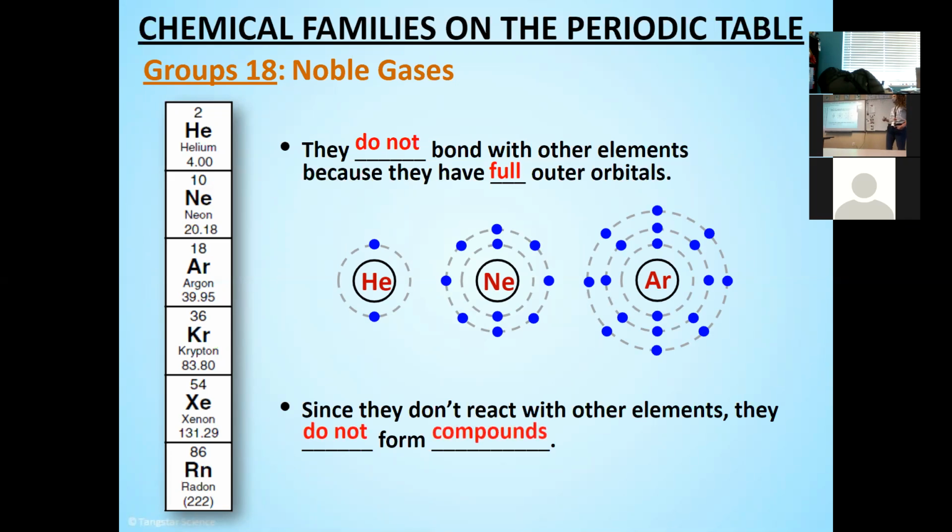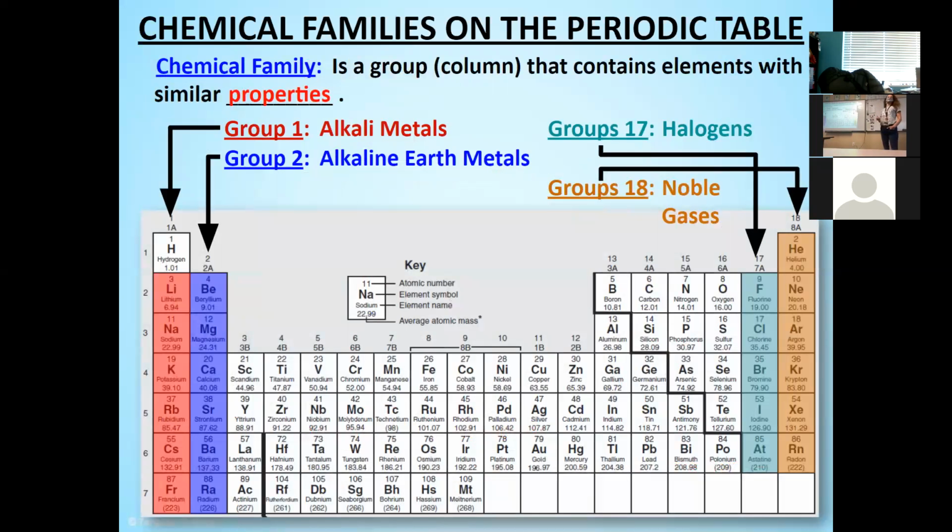They do not form compounds. They do not form molecules. They just don't. Noble gases are also described as inert gases. They just don't react, right? It's like the soldiers outside of Buckingham Palace, and you try to poke them and they just don't move. Those are the noble gases. They just don't break. They don't do anything, okay?